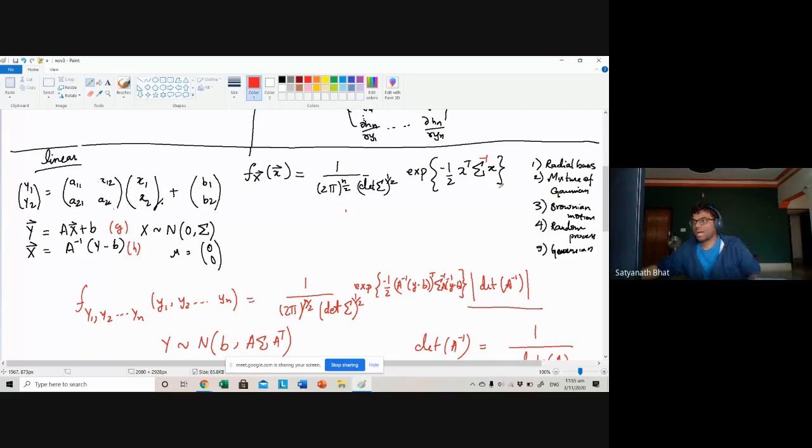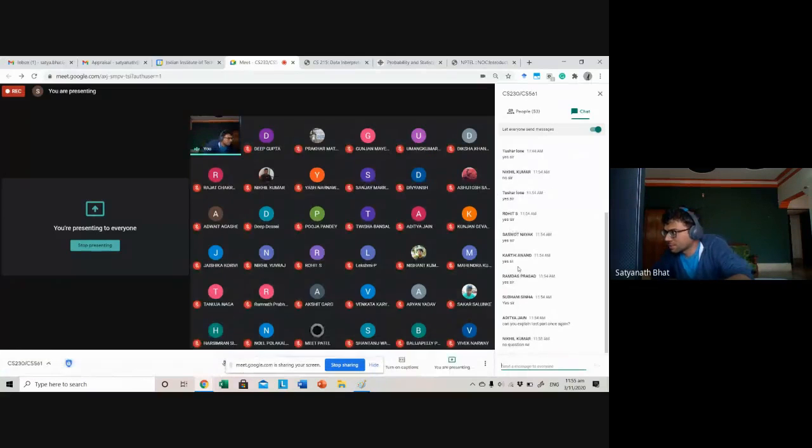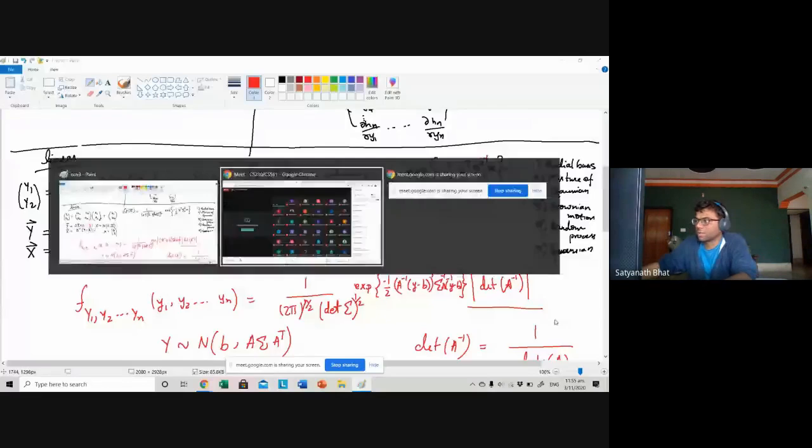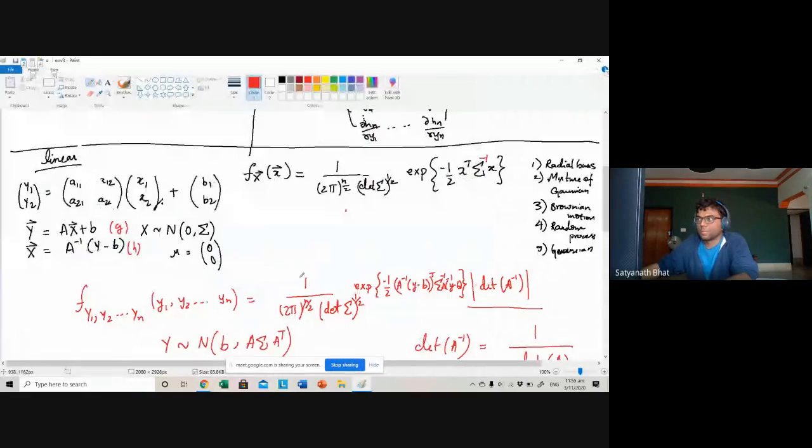Anything else, people? Somebody wanted me to explain the last part. Okay, Aditya wanted me to explain the last part. So basically, let me just give a quick recap of whatever we did. What you have is X whose density you know. Since I've taken zero mean and covariance matrix as sigma, we know the density, and we have written the density.